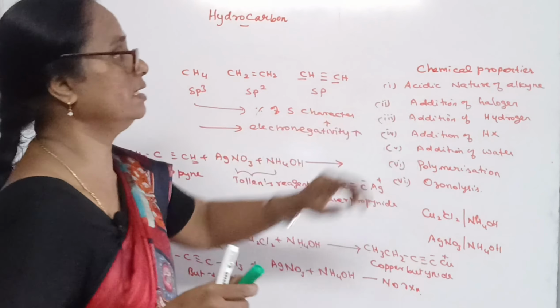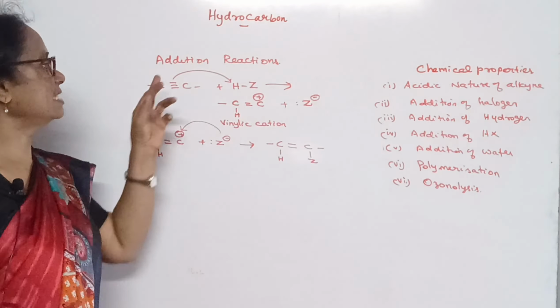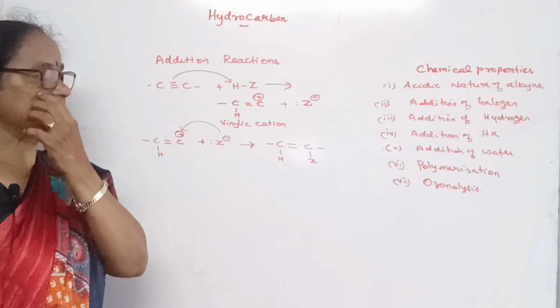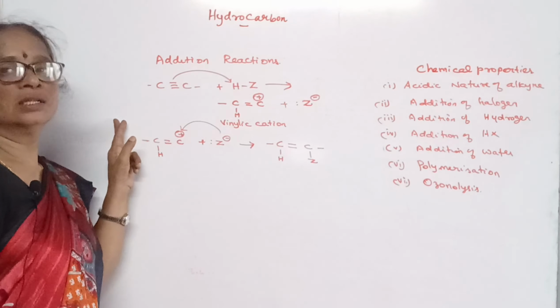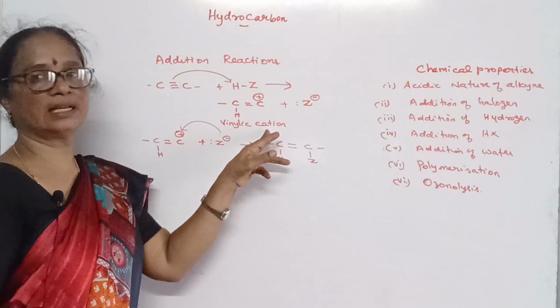That's all the acidic nature of alkyne. Let us see addition reactions. Addition reaction usually follows through the formation of vinylic cation.